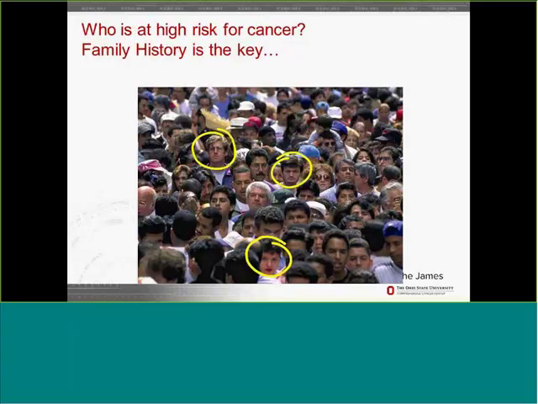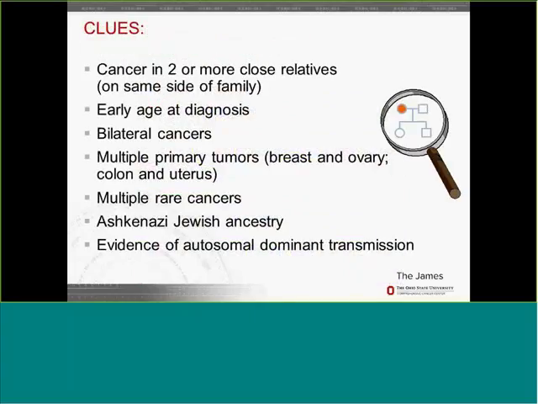So the real key is how do you figure out, of all your patients who are giving you family histories or who have a cancer themselves, who's got a potentially hereditary family history. The family history is the key to picking out those few patients of yours that do need to see cancer genetics. And so the main clue that we like to say is if you see cancer in 2 or more close relatives on the same side of the family.